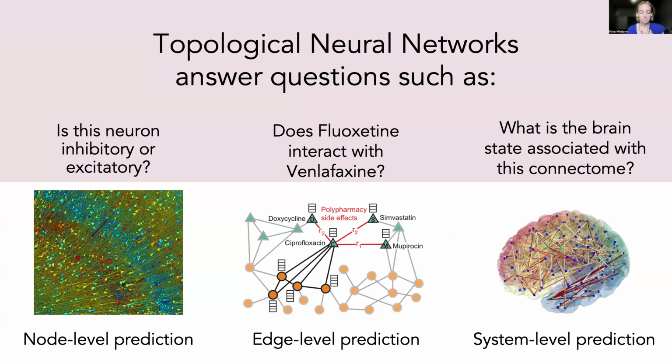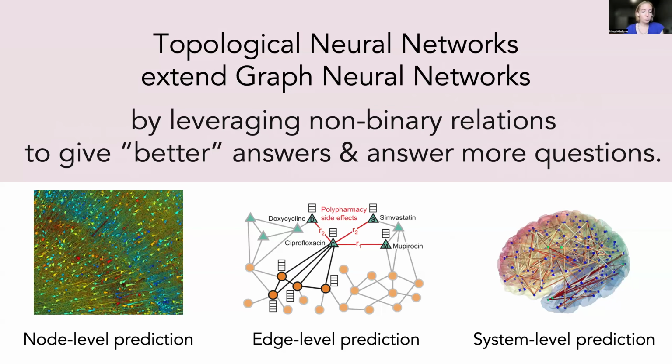So what is the novelty with topological neural networks? The novelty is that topological neural networks extend graph neural networks in the way they answer these questions, because they leverage what we call non-binary relationships between the components of the system. And that allows them to give better answers and to answer more questions.